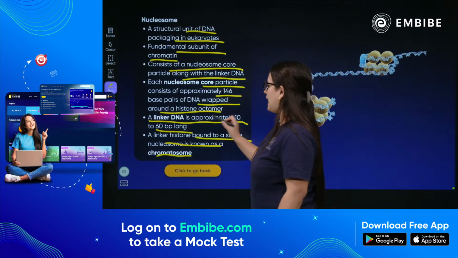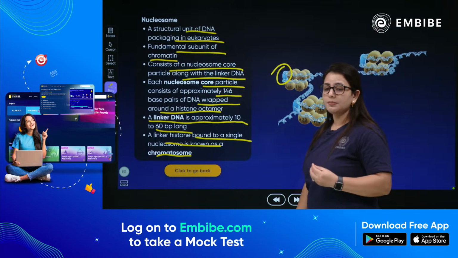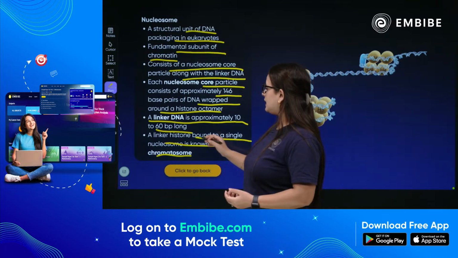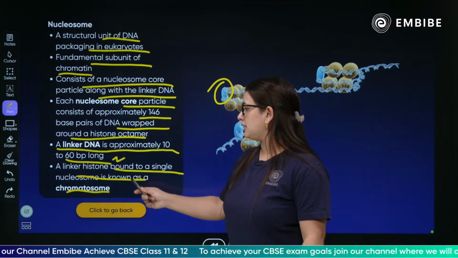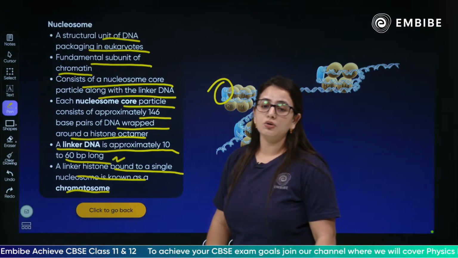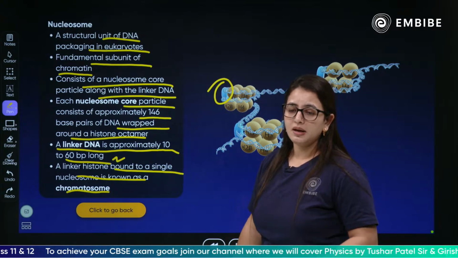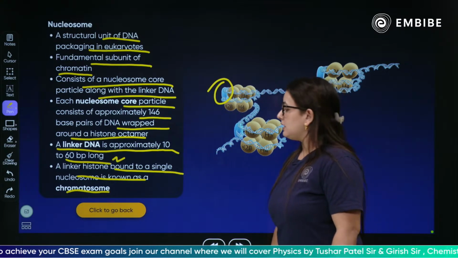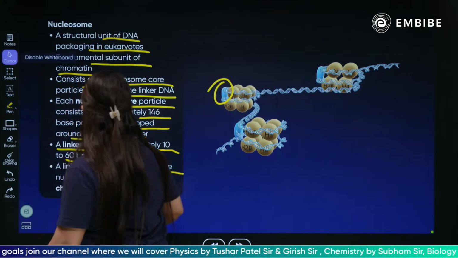A linker DNA has this linker H1, which has certain particular base pairs, approximately 10 to 60 base pairs long. A linker histone bound to a single nucleosome is known as a chromatosome. Clear? So, this is about the nucleosome in detail. Let's go back and discuss the others.